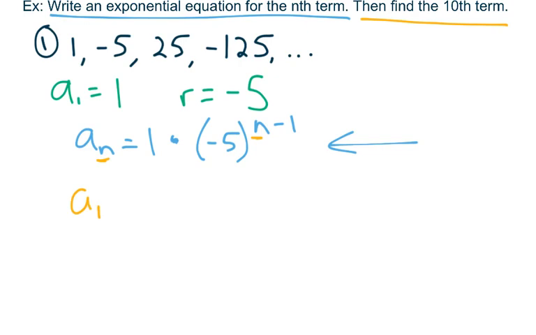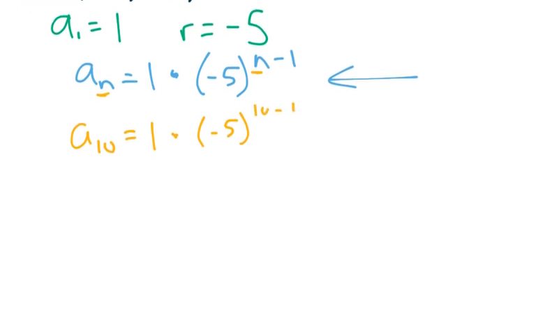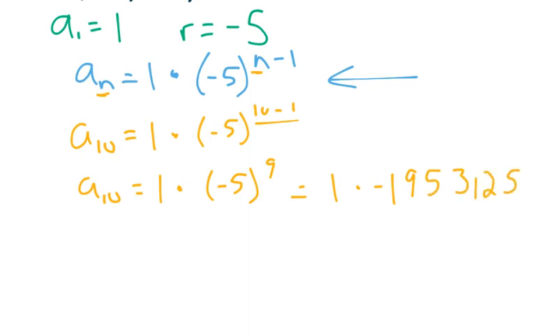So a sub 10, meaning the 10th term, is 1 times negative 5 to the 10 minus 1 power. Now, we can clean that up. So a sub 10 is equal to 1 times negative 5 to the 9th power. You can use your calculator for that. Just be very careful that you're using parentheses, because the base is a negative number to an exponent. So this becomes negative 1,953,125. I did that in my calculator earlier.